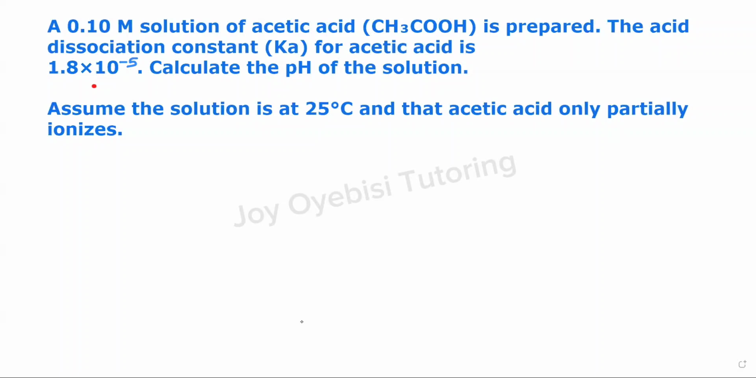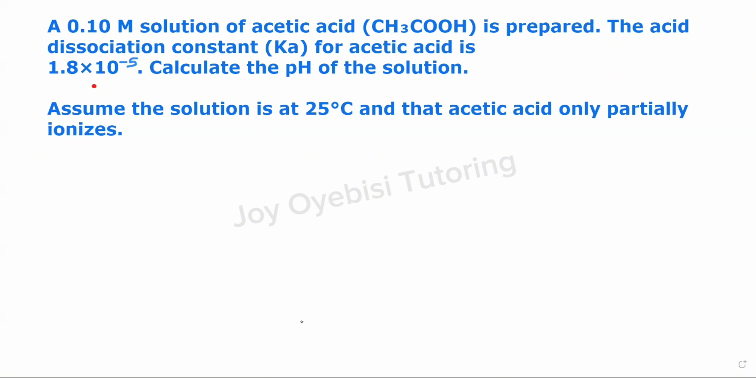A 0.10 molar solution of acetic acid is prepared. The acid dissociation constant Ka for this acid is 1.8 times 10 to the negative 5. Calculate the pH of the solution. Assume the solution is at 25 degrees Celsius and that acetic acid only partially ionizes.